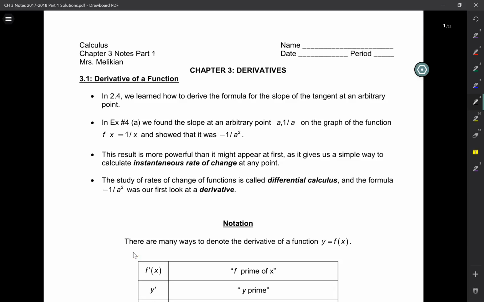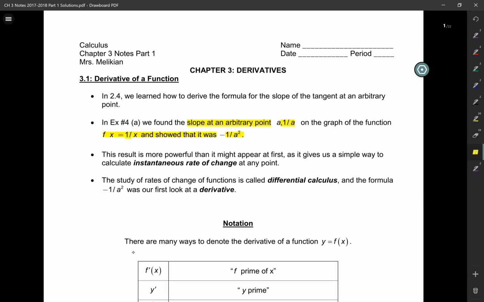Okay. And in one of the examples that we talked about in the previous chapter, we found the slope of an arbitrary point on the equation 1 over a. And we said that it was negative 1 over a squared, if you go back. Now, what we were doing was sort of out of context. We don't really have an idea why we're doing any of this, but when you find the slope of a tangent line at a specific point, right?